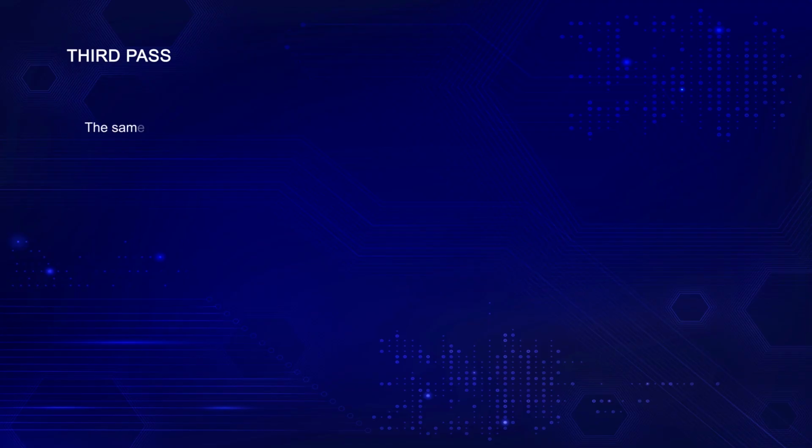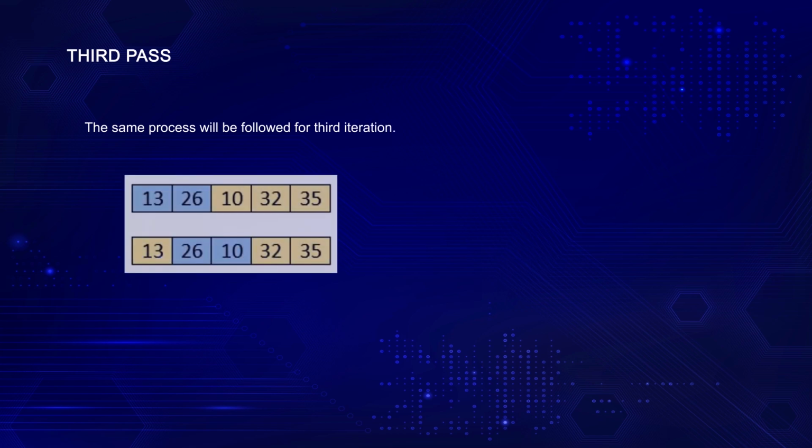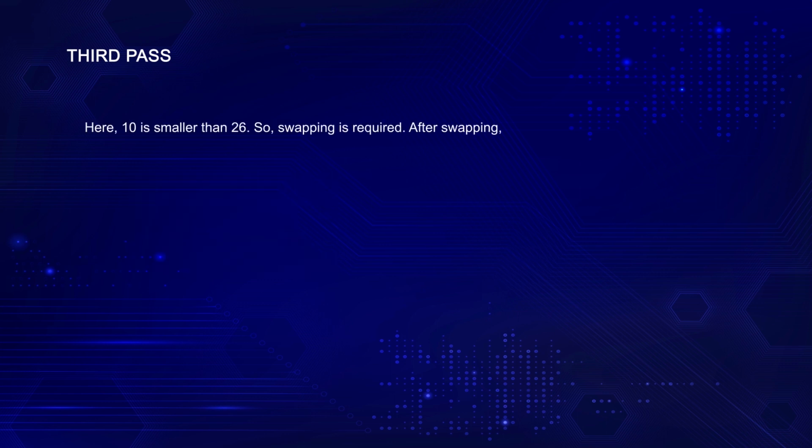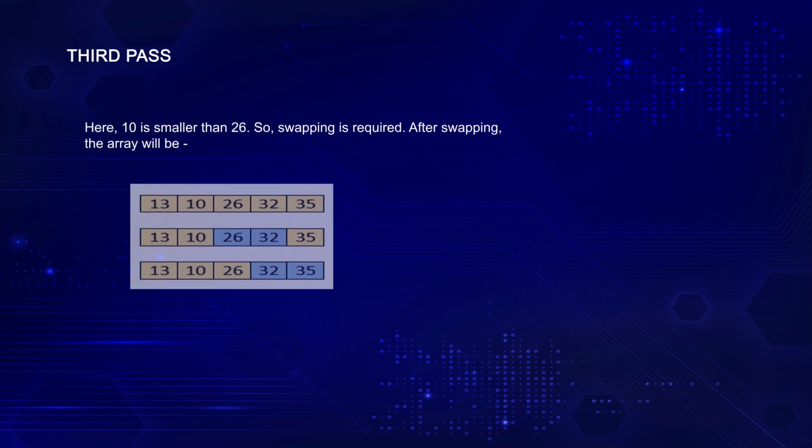Third pass, the same process will be followed for the third iteration. We have the first two elements 13 and 26, and we do not need to swap. So the array remains the same. After this, with 13, 26, 10, 32 and 35, we are going to compare two elements, 26 and 10. As you know, 10 is smaller than 26, so it is required to swap the two elements. Here as you can see, after swapping the array will be like 13, 10, 26, 32 and 35.